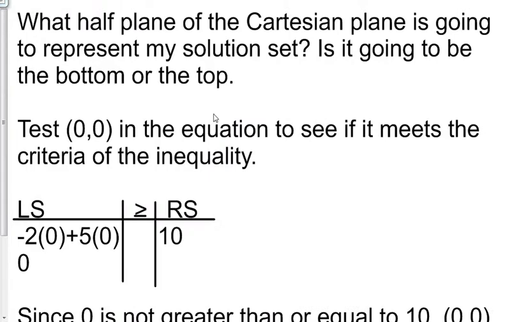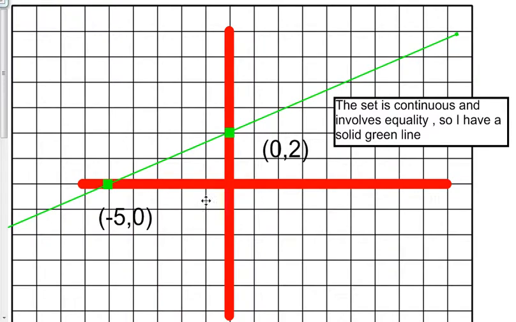Next thing, what half plane of the Cartesian plane is going to represent the solution set? Is it going to be the bottom or the top half? So if you look back at this graph, I have point 0, 0. Point 0, 0 is either going to be included in my solution, so my solution could be the bottom half of the Cartesian plane, or it's not going to be included in my solution, in which case I have to color in the top half of the Cartesian plane.